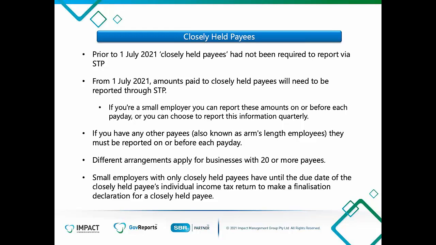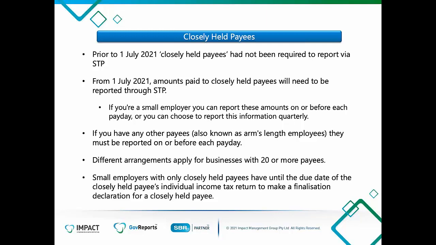So prior to the 1st of July, closely held payees hadn't been required to report via STP, but they will be from the 1st of July. And if you're a smaller employer, you can report these amounts on or before the payday, the same requirements as for all STP, or you can choose to report this information quarterly. This is going to be one where I'm sure a lot of tax agents and BAS agents will take that opportunity to report quarterly.